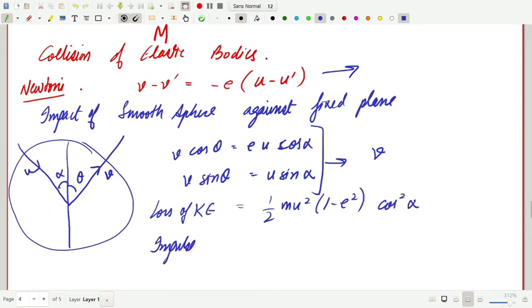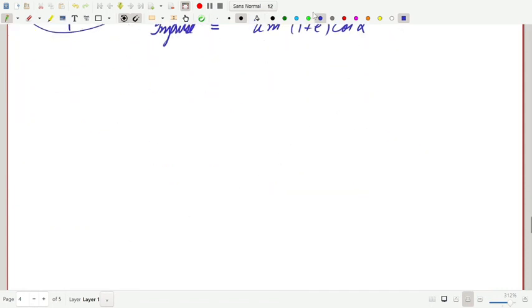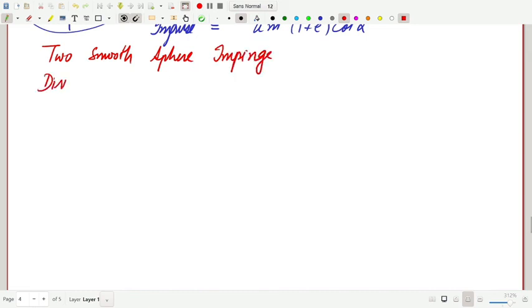Impulse is equal to u m (1 plus e) cos alpha. Now we take the case when two smooth spheres impinge, that is, they collide directly, and we have another case, obliquely at an angle. So let's discuss directly.